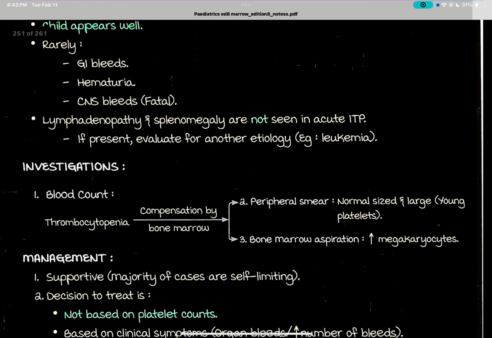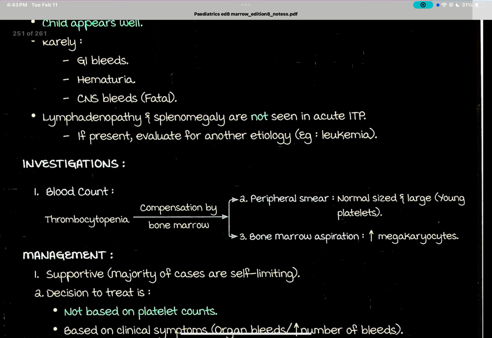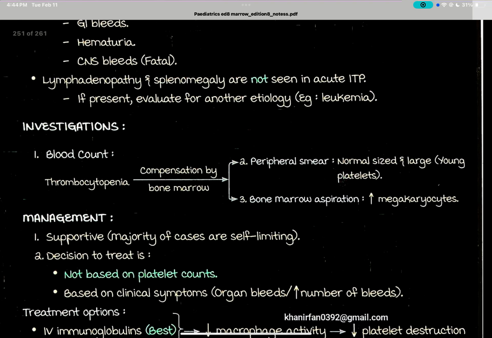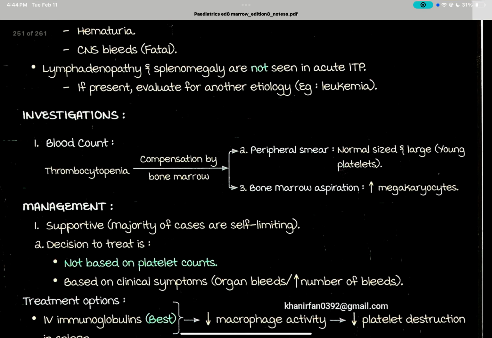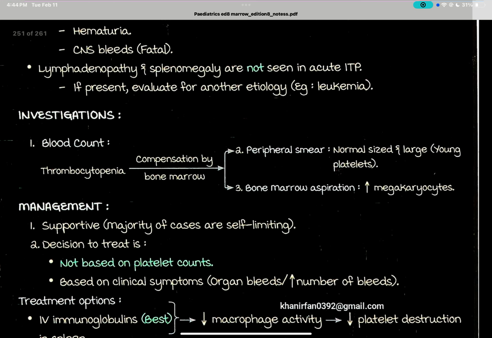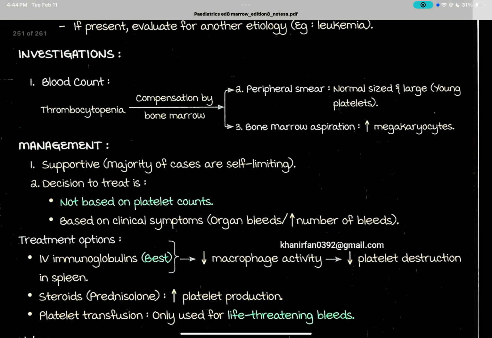Lymphadenopathy and splenomegaly are not seen in acute ITP. If you see lymphadenopathy and splenomegaly, evaluate for another etiology such as leukemia.